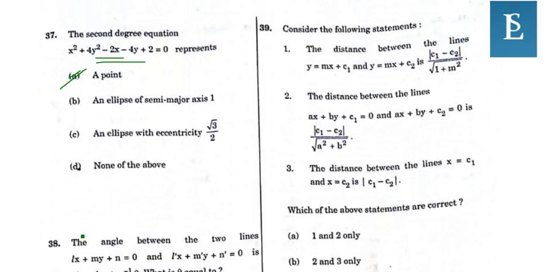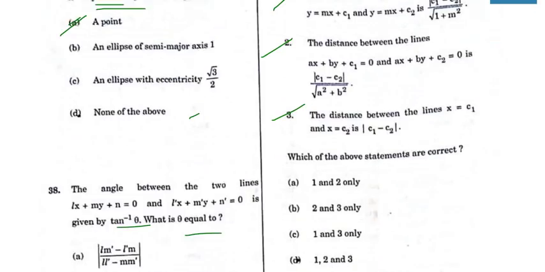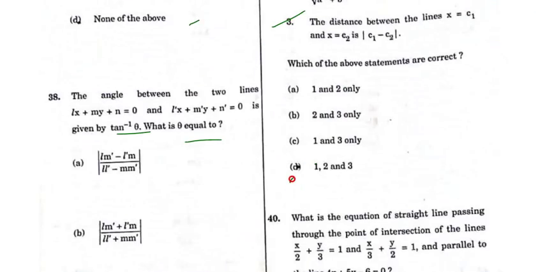39th. Consider the following statements. So these are the statements, and let me tell you, all our statements are true. So the distance between the lines y equal to mx plus c1 and y equal to mx plus c2 is, these are kind of direct questions. So the distance between the lines ax plus by plus c1 equal to 0 and ax plus by plus c2 equal to 0. Solve this question and we will get the answer. So all of them are true. So D option is right.